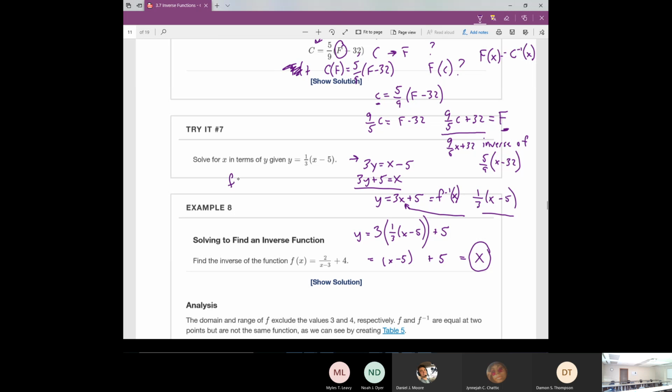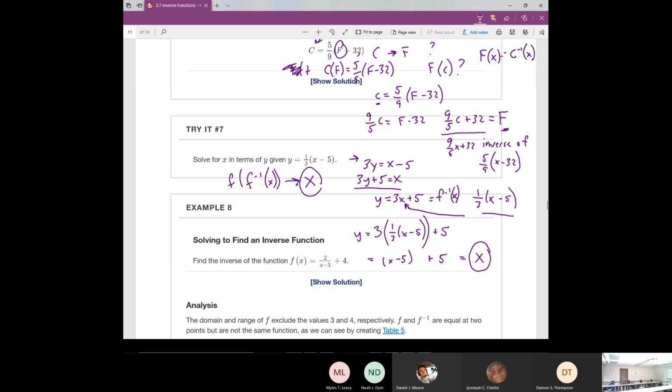So f of inverse of x, what does it give me? Here's the inverse of x. F of that gives me back x. That's the definition of an inverse function. When I feed the inverse function into the original, I'm going to get back my x. That's proving that this indeed does reverse exactly what this function was doing.